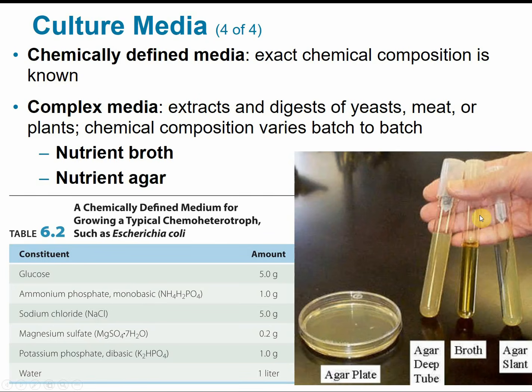There are two basic forms of complex media. We can have a nutrient broth, which is just the liquid portion without the solidifying agar, or a nutrient agar, where we have that red algae agar added to solidify it, kind of like Jello. We can pour it on a plate and have a large surface area for growth. We could have a deep tube, the one that we stab down into to check for motility, or the agar slant, a smaller version of the plate just to see if it grows on a solid surface.